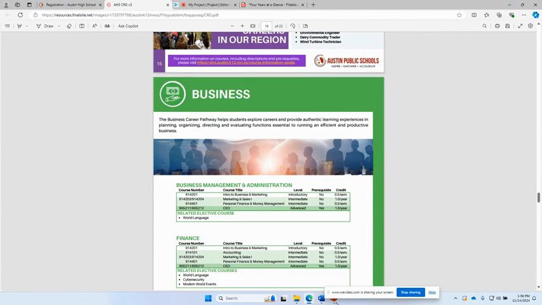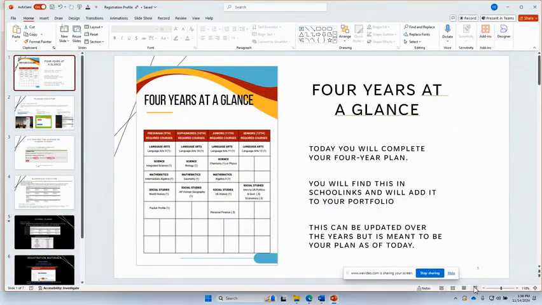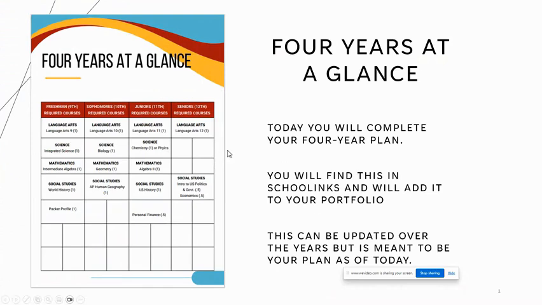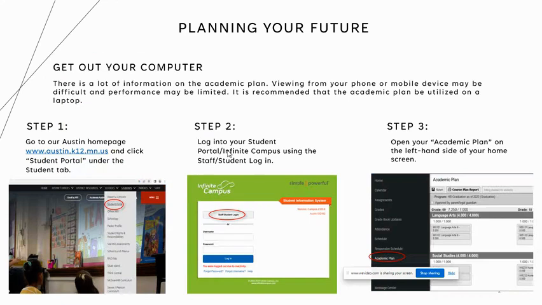Okay, now we'll jump back in. So once you have this all filled out, this is going to be uploaded into your portfolio, which we will help you to do at the end of the registration timeline. So just save it to your OneDrive for now and keep it accessible because you're going to use it for your next steps.